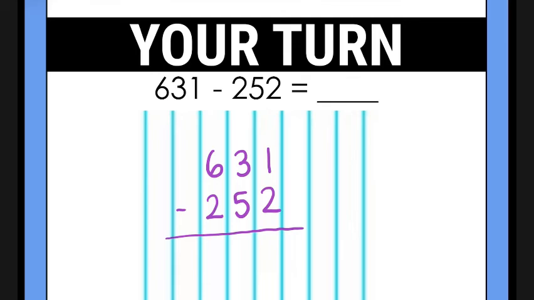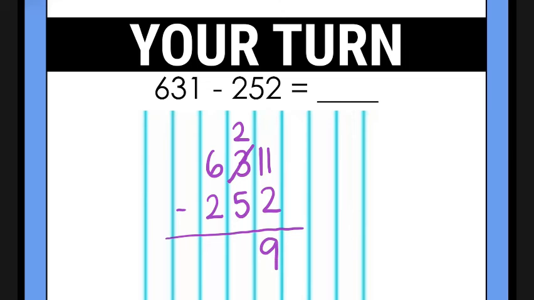Let's start in our ones. We have 1 minus 2. Can we do 1 minus 2? Nope, so let's go next door. You're going to cross out your 3 in the tens, and so instead of having 3 tens, you're only going to have 2 tens. And then we're going to add that 10 in with our ones. Now we have 11 minus 2. That we can do. 11 minus 2 is? 11 minus 2 equals 9.